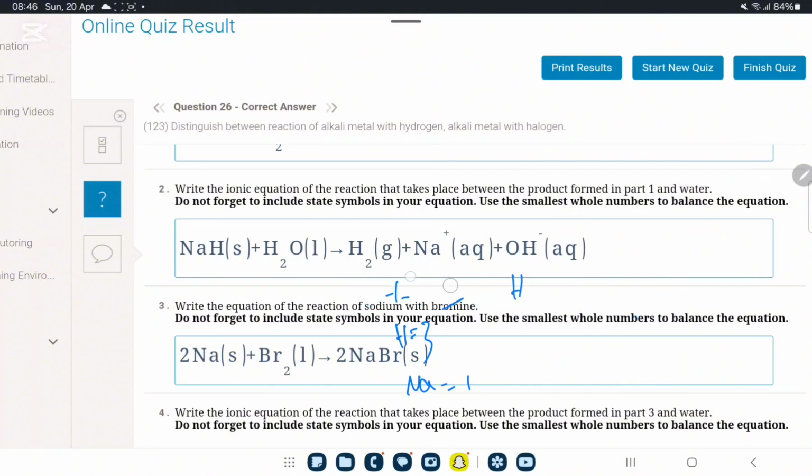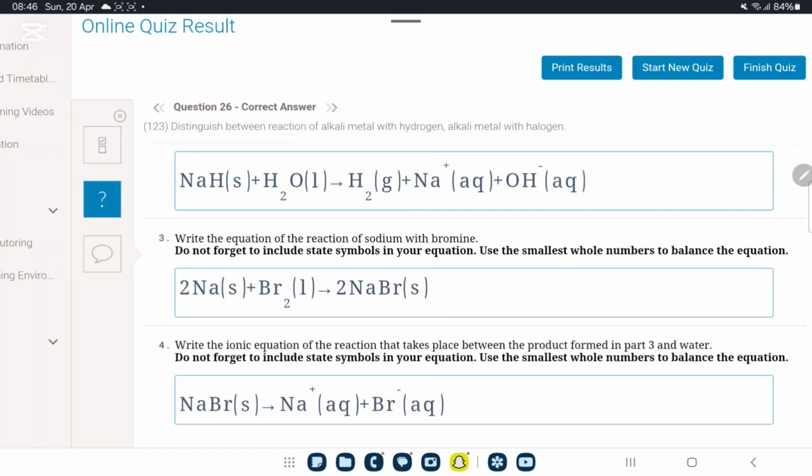And then for part 3. Write the equation of sodium and bromide. Sodium is Na plus, bromide is Br minus, crisscross, NaBr. Now we know the products. Now we just write the equation.